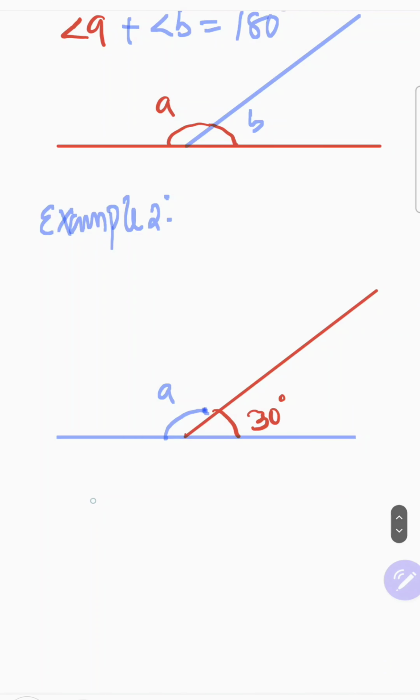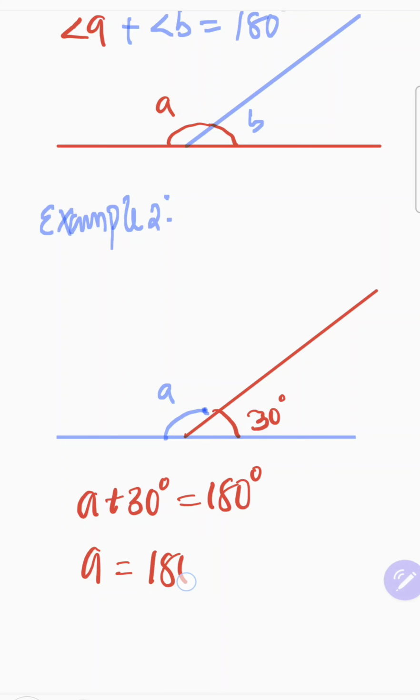Now for us to determine angle A, we have the sum of the two angles must be equals to 180 degrees. And here we have A equal 180 degrees minus 30 degrees. So we have our A to be equals to 150 degrees. So this is where we're going to stop now.